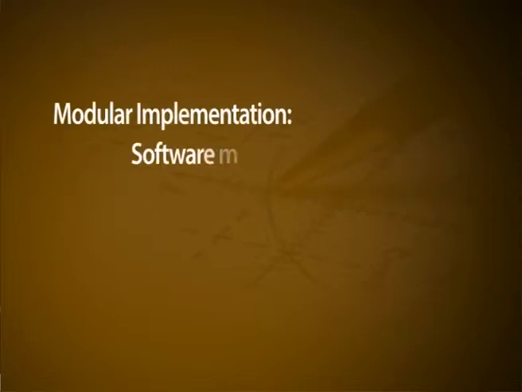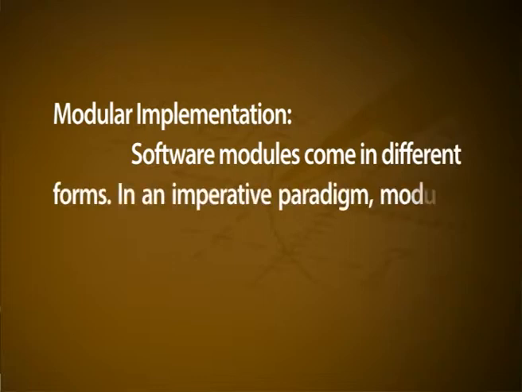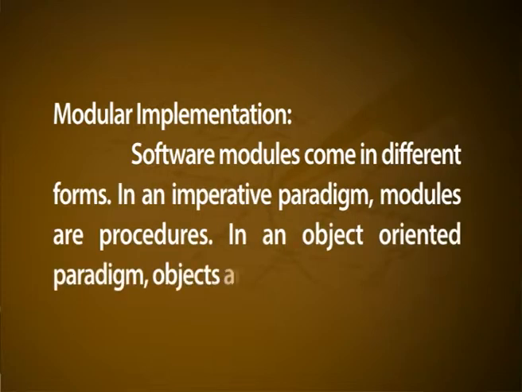Modular implementation. Software modules come in different forms. In an imperative paradigm, modules are procedures. In an object-oriented paradigm, objects are modules. Modularity refers to the functional independence of program components. This approach facilitates the divide and conquer principle by decomposing a problem into smaller manageable modules.